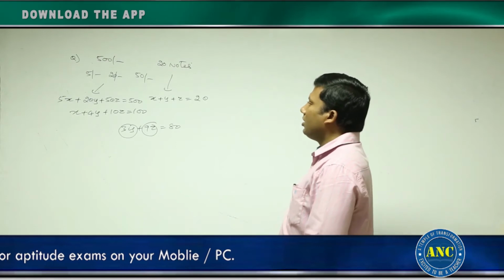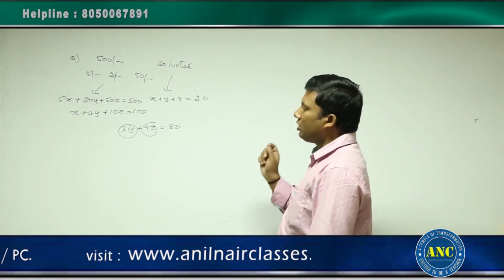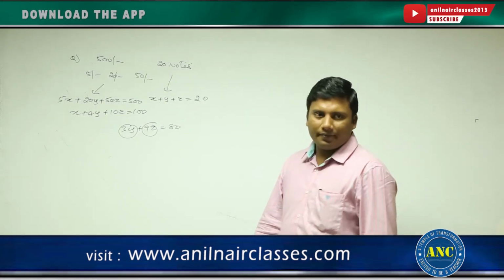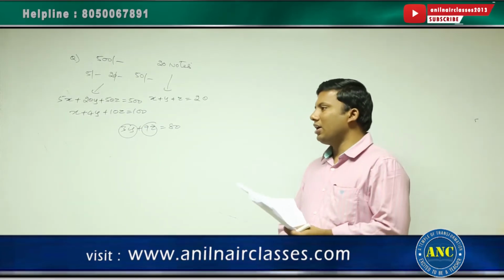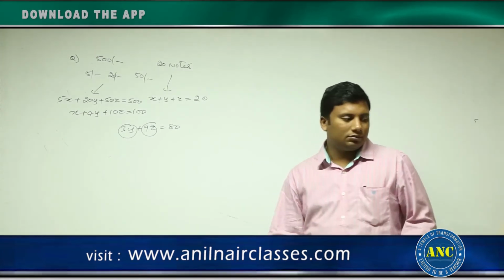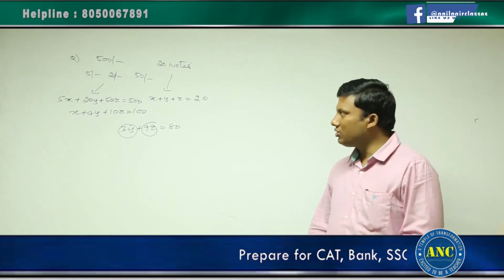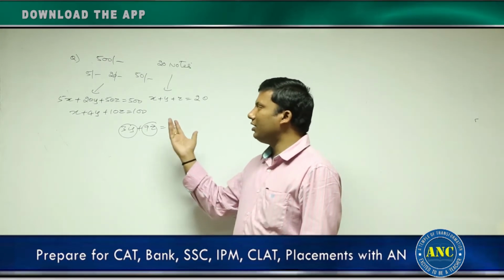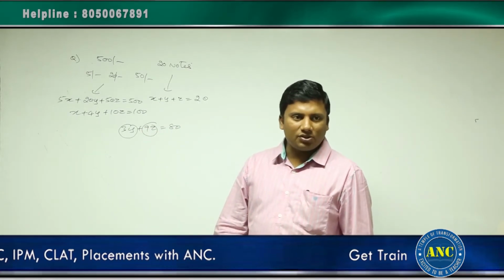No. That means by using 20 notes, you cannot give 500 rupees using denominations of 5 rupees, 20 rupees and 50 rupees. Not possible. In the sheet, 20 rupees is written as 2. Please make the correction. It is 20. With 2 also it is not possible: 5x plus 2y plus 50z equivalent to 500. You multiply by 2 and try to subtract it. Same thing, it is not possible.